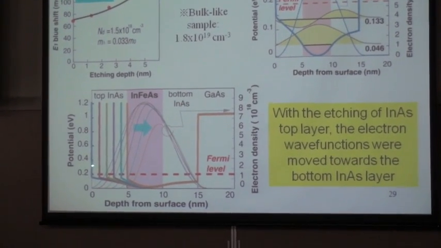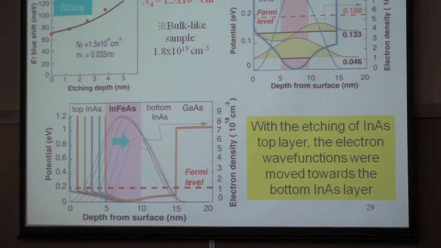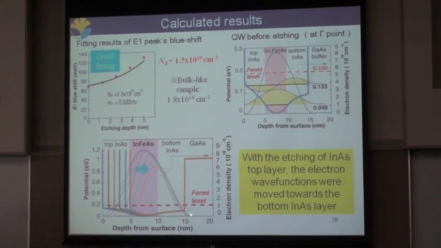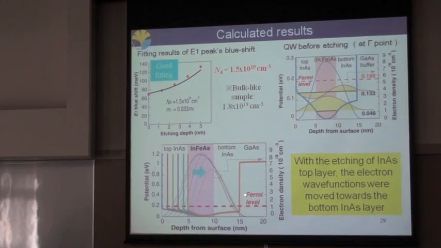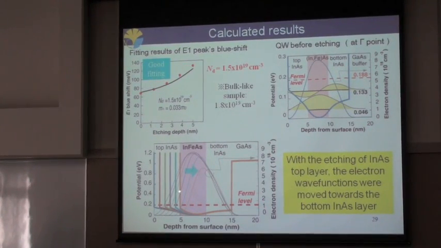With etching the top layer, the thickness of the quantum well is thinned. And this is the electron distribution consisting of these two wave functions. The electrons are distributed here at first, but with increasing etching thickness, the total thickness is decreased, and then the electron wave function is shifted towards the substrate side, so that the overlap between indium iron arsenide and the electron carriers is decreased, and the Curie temperature is decreased.